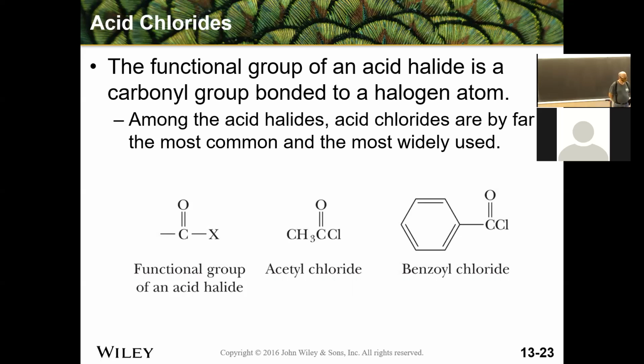If we replace the OH of a carboxylic acid with a halide, and this is usually a chlorine, we get an acyl halide. It is possible to have acyl bromides, but they're much less commonly used. Here are some examples: acetyl chloride or ethanoyl chloride, and this is benzoyl chloride.